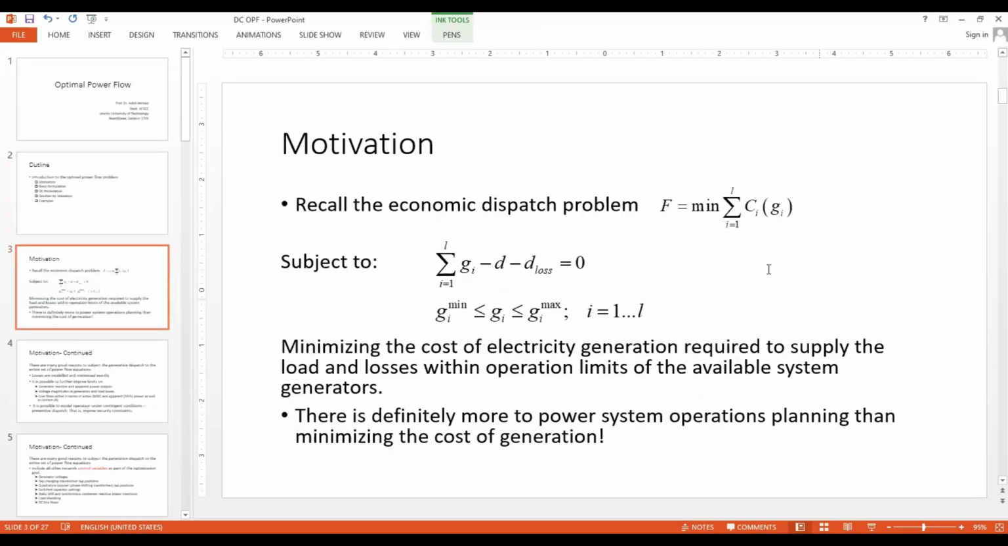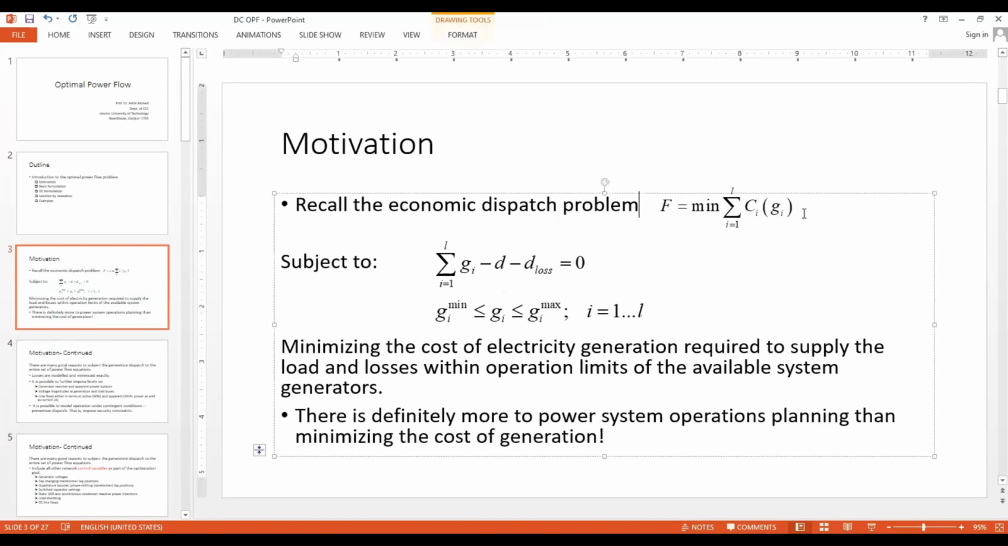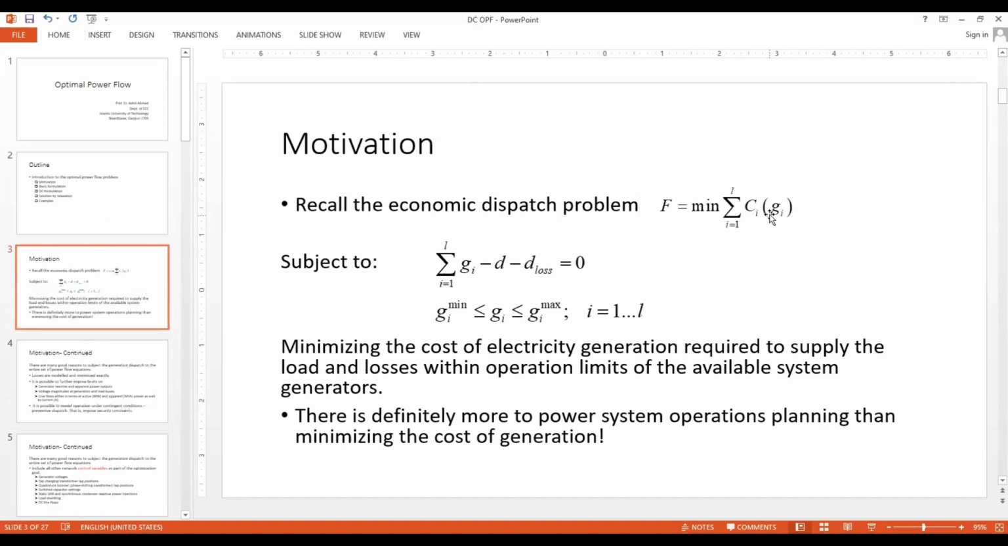In this cost of generation, the individual generation cost was CI, and the total number of generation, if we consider that there is L number of generating units in our power system. So this is the total cost, and our target was to minimize the cost, and F was the cost function.